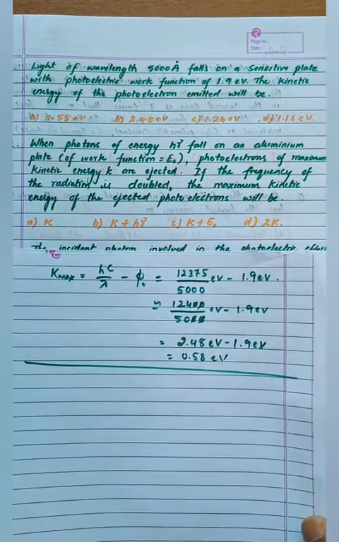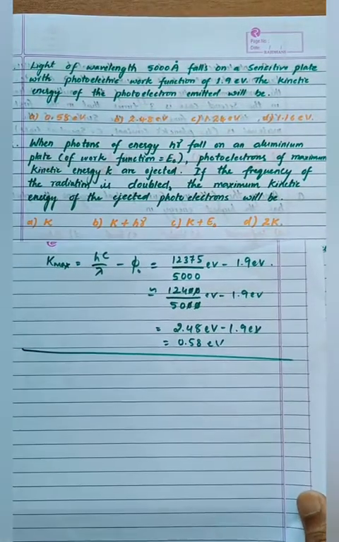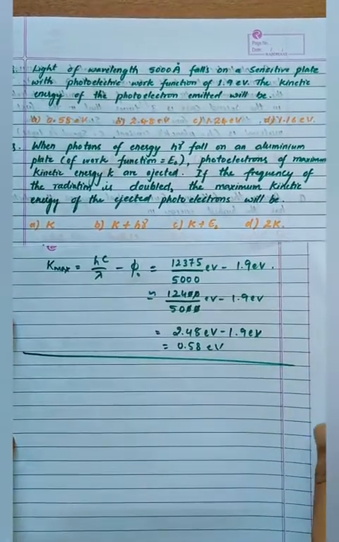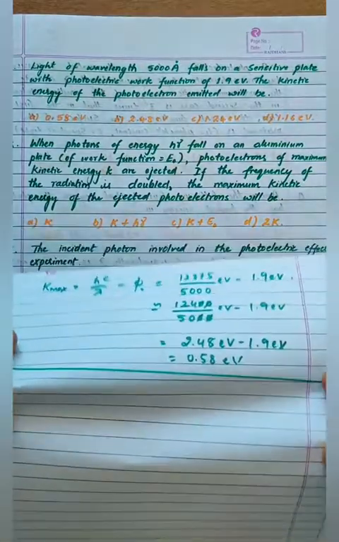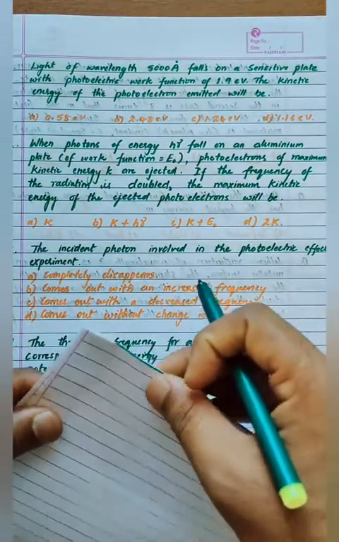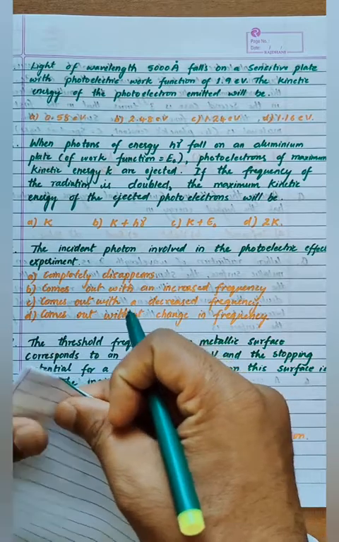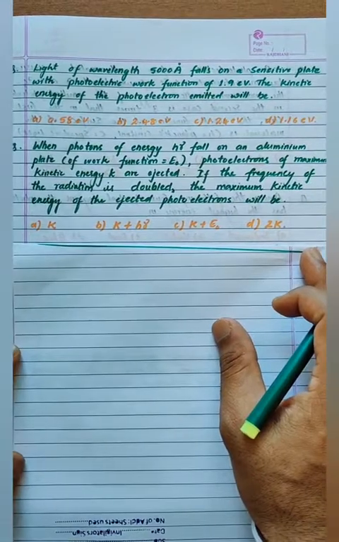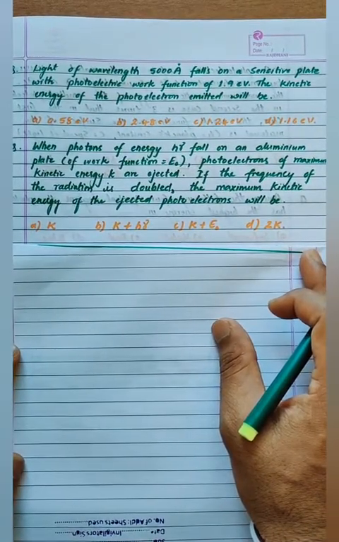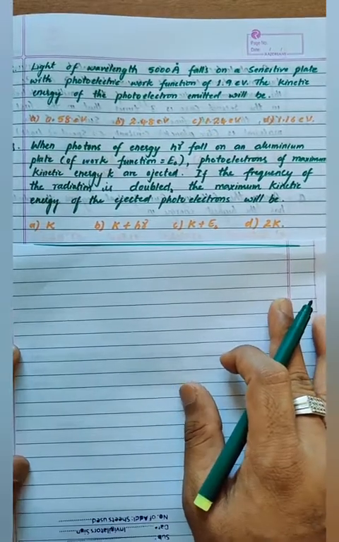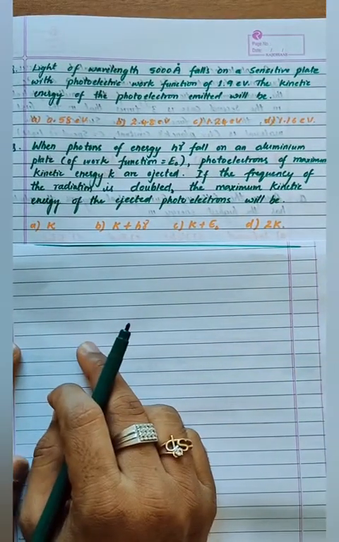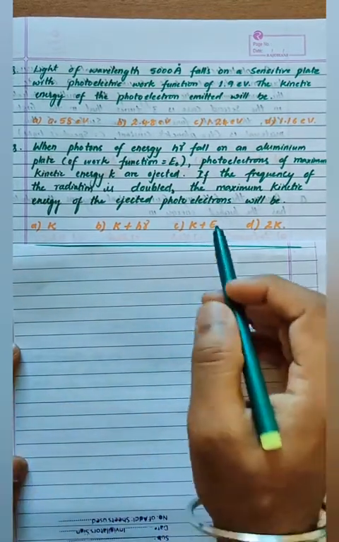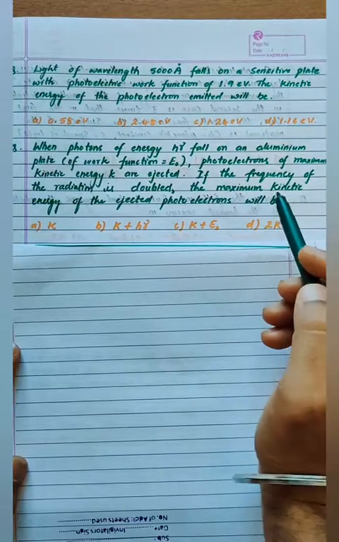Look at the next question we have. When photons of energy h nu fall on an aluminium plate of work function E naught, photoelectrons of maximum kinetic energy K are ejected. If the frequency of the radiation is doubled, then the maximum kinetic energy of the ejected photoelectrons will be. So read the question properly, understand the question properly. They have given one particular kinetic energy and we have to find, if the frequency is doubled, what will be the new kinetic energy?